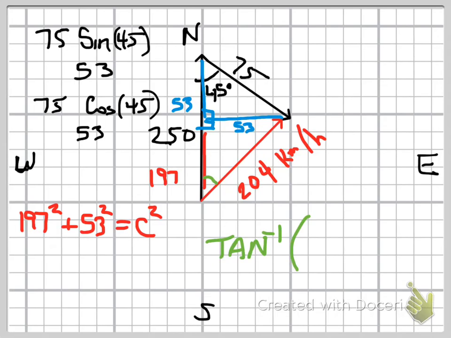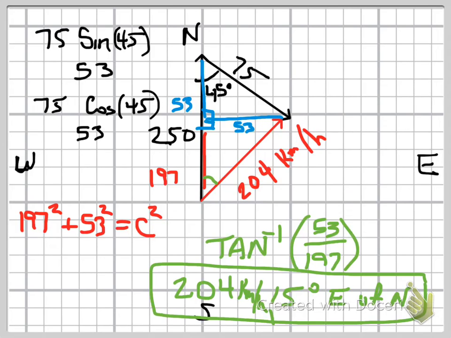Finally, we need to know this angle. The angle is going to be determined using, I'll just use tangent again. And I'd use tangent of 53 over 197. Again, that's opposite over adjacent. And I get an answer of 15 degrees. So my total answer is going to be 204 kilometers per hour at 15 degrees east of north.